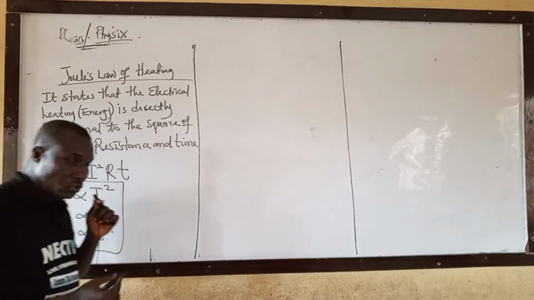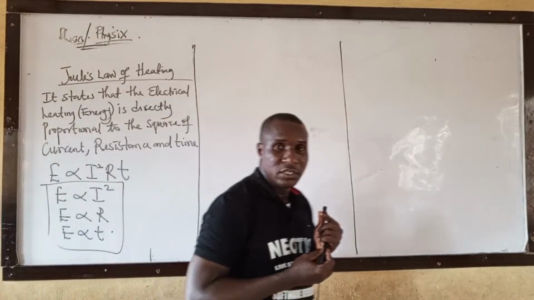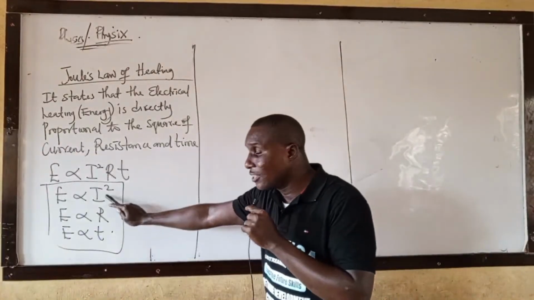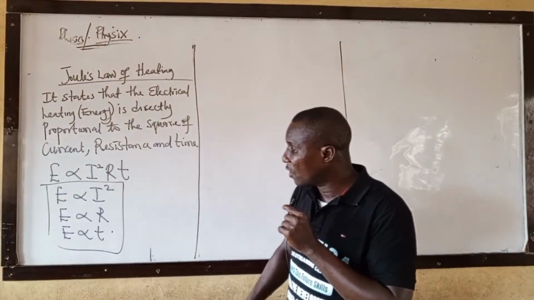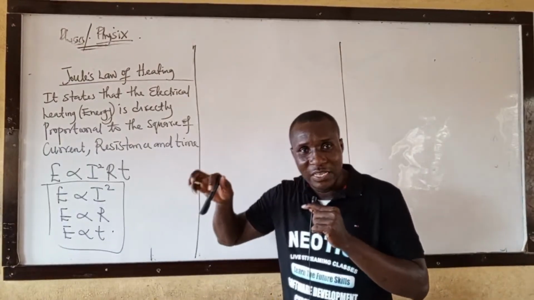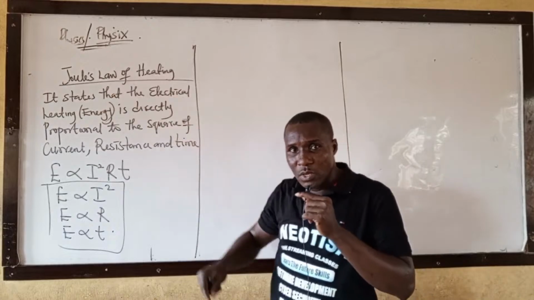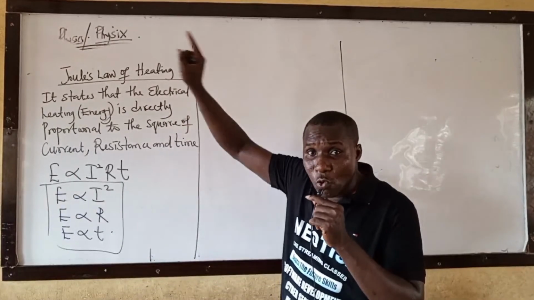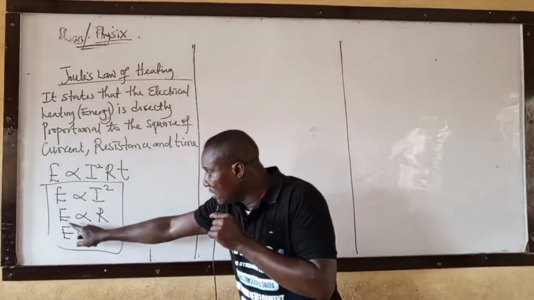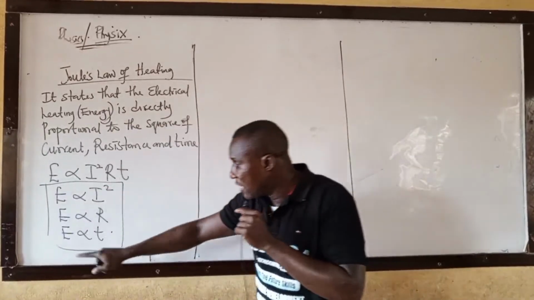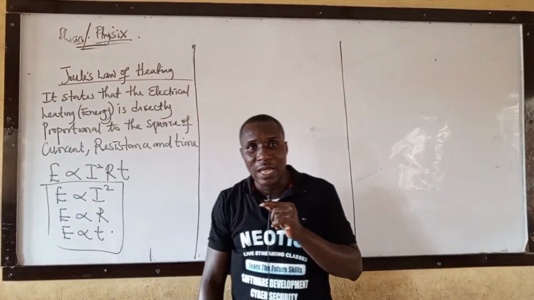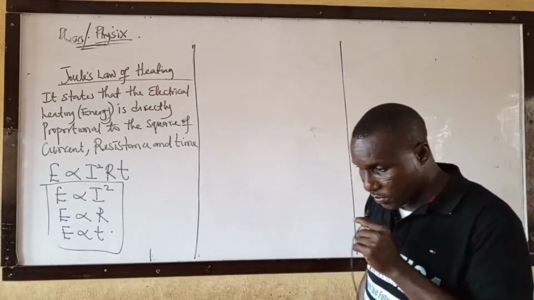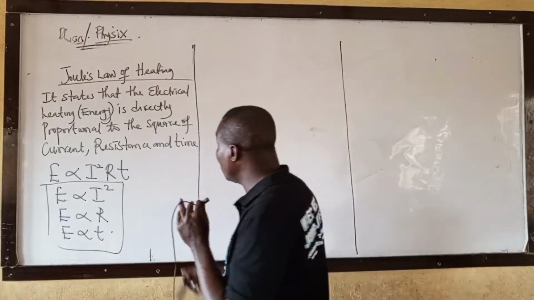That's what Joule's law of heating states. That electrical energy is directly proportional to the square of current, current raised to power 2, is directly proportional to resistance and directly proportional to time. Take note of that.